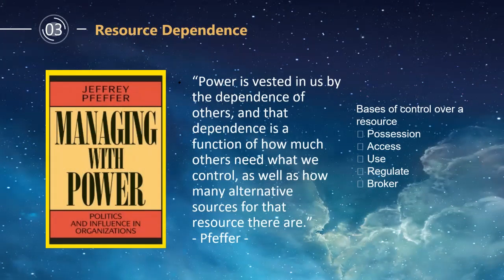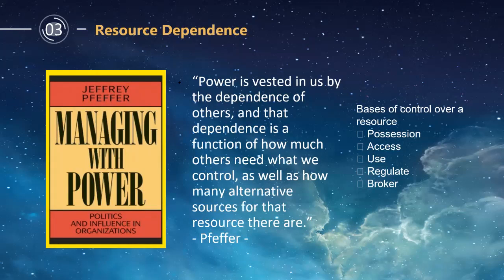So why do we network in the first place? And I want to quote this famous phrase from Jeffrey Pfeffer. He wrote a book, Managing with Power. So power is vested in us by the dependence of others. And that dependence is a function of how much others need what we control, as well as how many alternative sources for that resource there are.